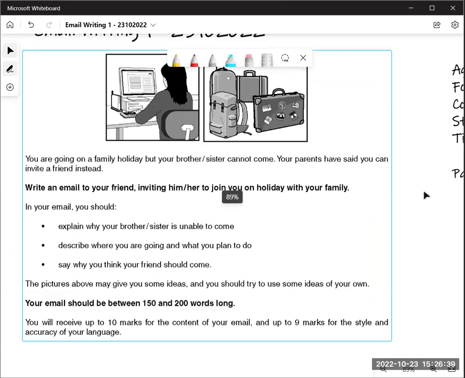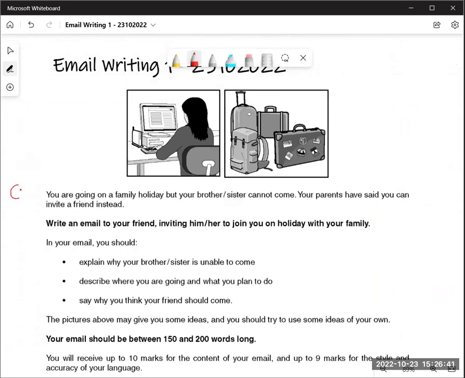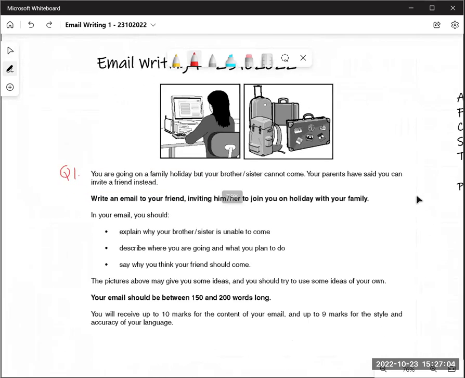Now start by reading the question, Nuala. Email writing. You're going on a family holiday, but your brother, sister cannot come. Your parents have said you can invite a friend instead. Write an email to your friend inviting him, her to join you on a holiday with your family. All right. Now your job is to write an email.